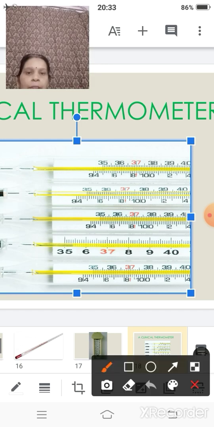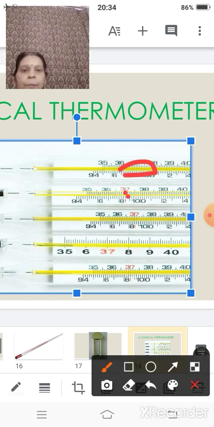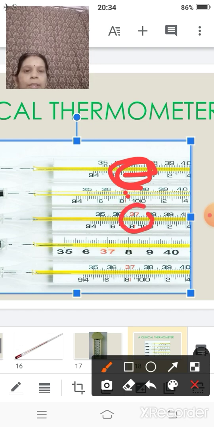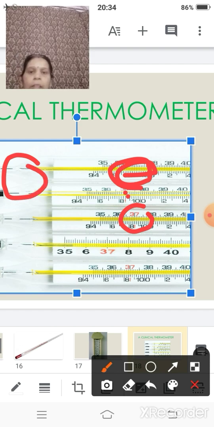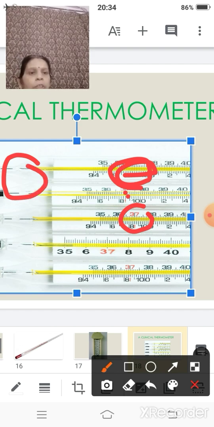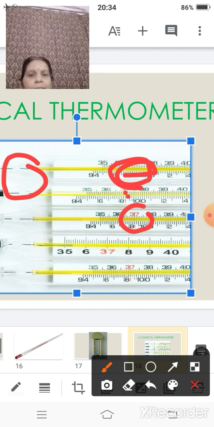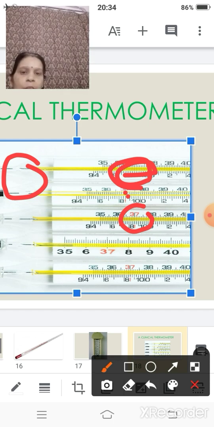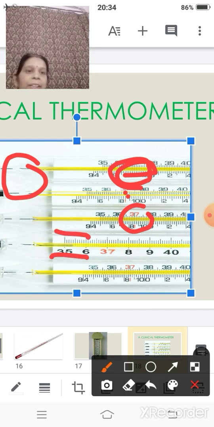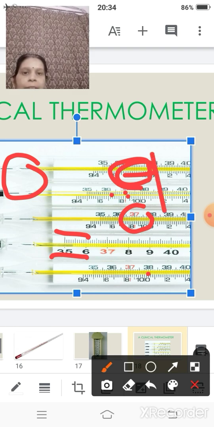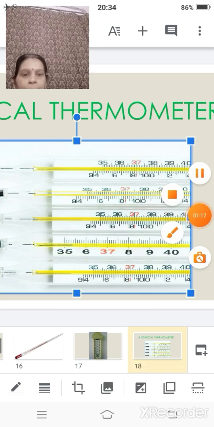Everywhere in red, you can see it is given as 37, and here you can see something shining over here, this is your mercury. So these are the two things which you can easily see on any clinical thermometer. Apart from this, you can see the body of it, which is made up of a narrow glass tube. So we will now talk about the clinical thermometer.